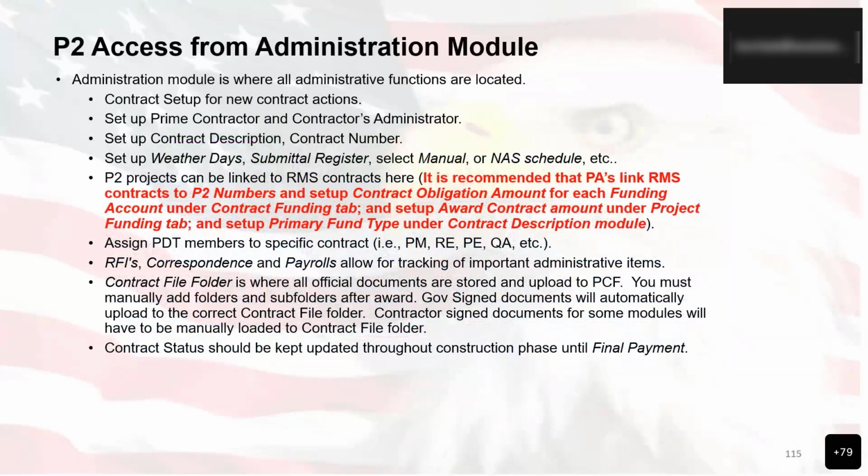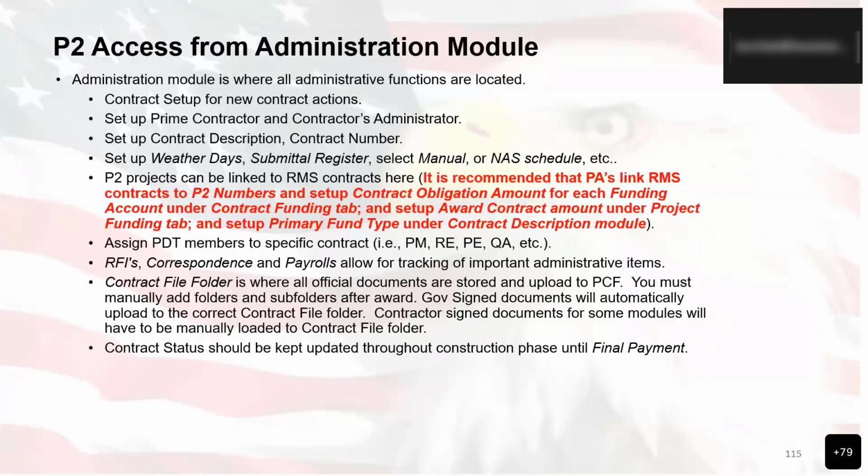The administration module is where all administrative functions are located. So when we open up that particular module, we'll be able to set up the contract. And there's a specific order that we might want to follow. We want to set up our contract setup for new contract actions first, and then set up prime contractor and contractor's administrator, the contract description, and then the contract number, set up the weather delay, weather days, submittals, select manual or NAS schedule, and then we can jump into P2 projects and what can be linked to RMS contracts.